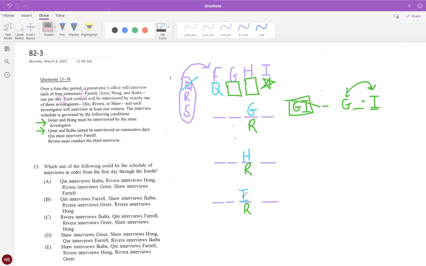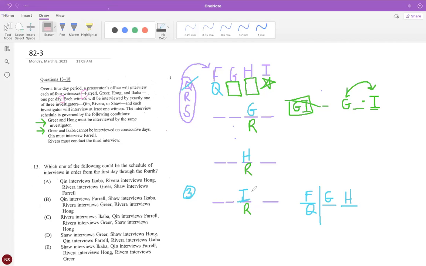So let's start with world number 3 for a second. If I is interviewed by R, what else do we know? F goes in Q. Yep, F is interviewed by Q. And then that G cannot be next to I. Correct. Who do we know interviews G and H though? R and S? No, like R or S.